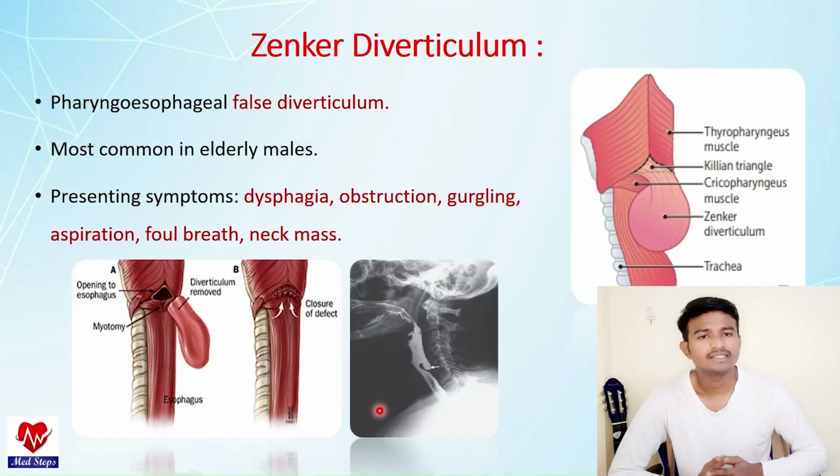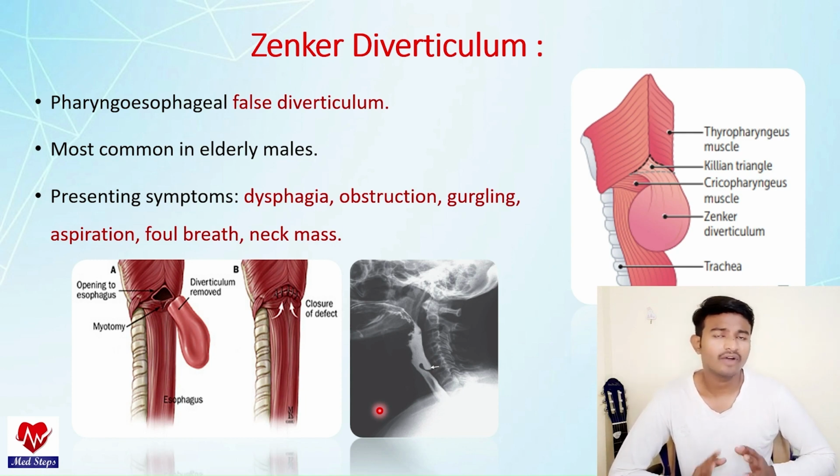Next, Zenker diverticulum. Diverticulum means an outpouching forms. That outpouch we call a false diverticulum. Actually, diverticulum is divided into two types: true diverticulum and false diverticulum. In true diverticulum, you will get four layers: mucosa, submucosa, muscular layer, and adventitia. In false diverticulum, you will get only mucosa and submucosal layers. In Zenker diverticulum, in the pharyngoesophageal muscle, you will get a false diverticulum.